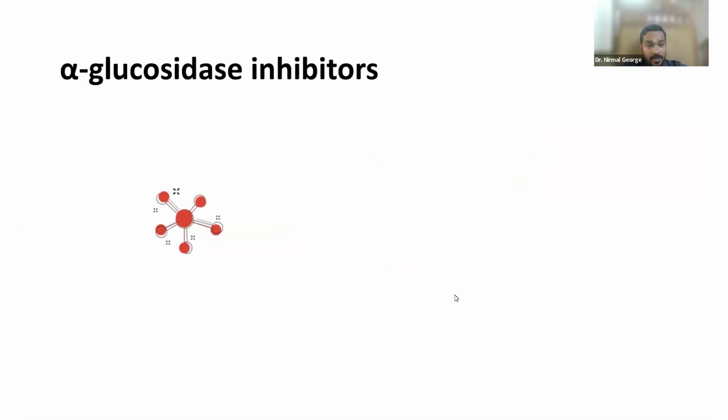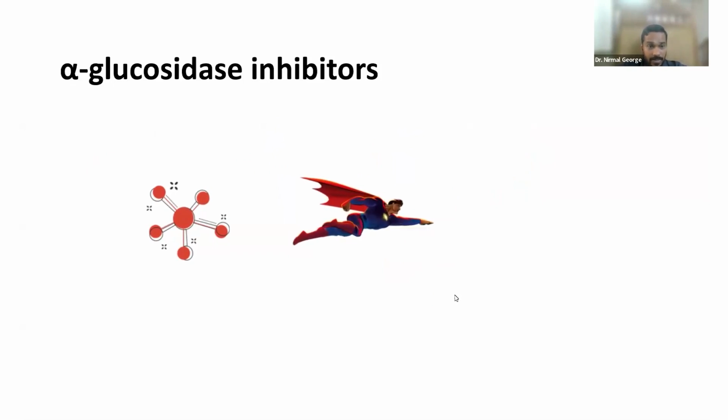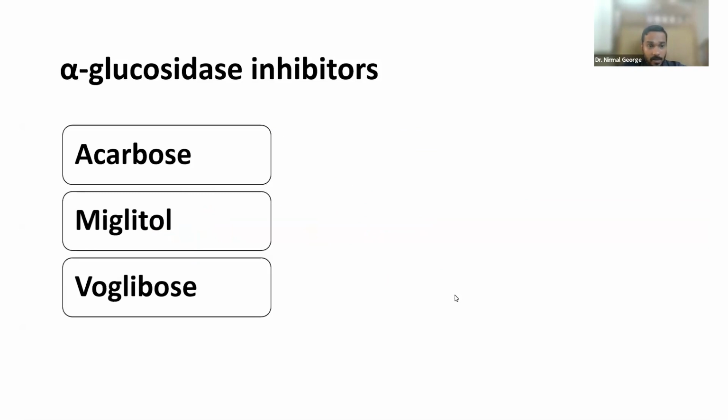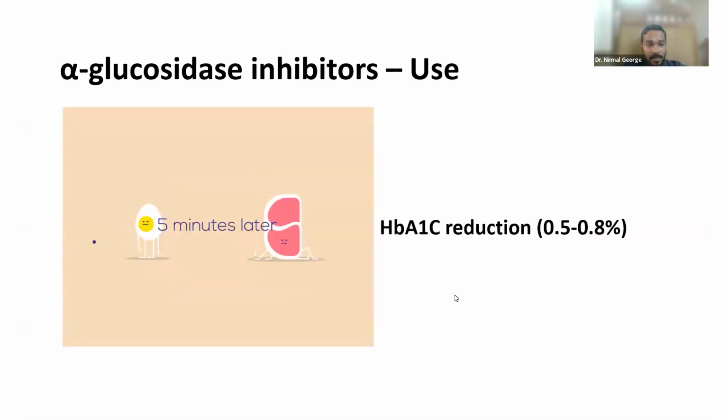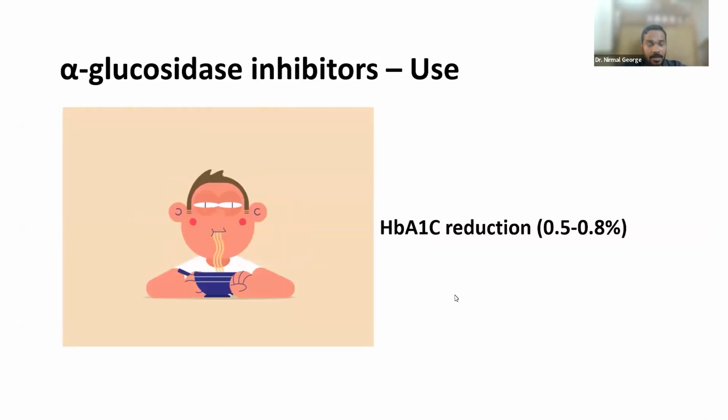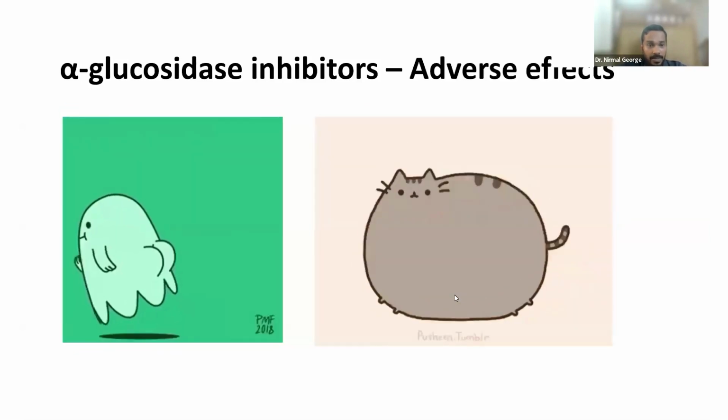And these agents also increase the levels of GLP-1, thereby increasing insulin secretion. So 3 alpha glucosidase inhibitors are currently available in the market. These include acarbose, miglitol, and voglibose. And these agents are used for the treatment of postprandial hyperglycemia, and they produce a glycated hemoglobin reduction of 0.5 to 0.8%. And since this starch and complex carbohydrates are excreted, they produce gastrointestinal adverse reactions. The most important ones are flatulence and also bloating.